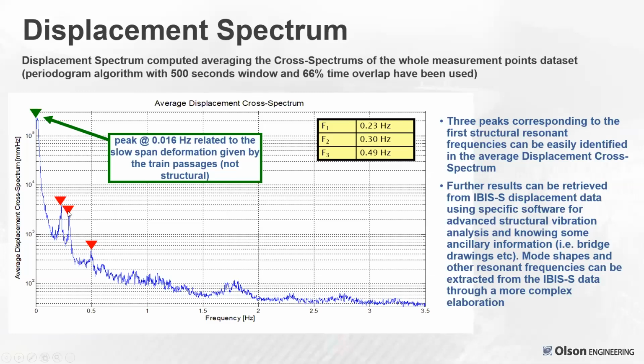You can do this for modal vibration testing too by looking at multiple points in a line. But those frequencies were quite low because it's quite a large bridge: 0.23 hertz, 0.3 hertz, and 0.49 hertz, where this is 0 to 3.5 hertz on the FFT.